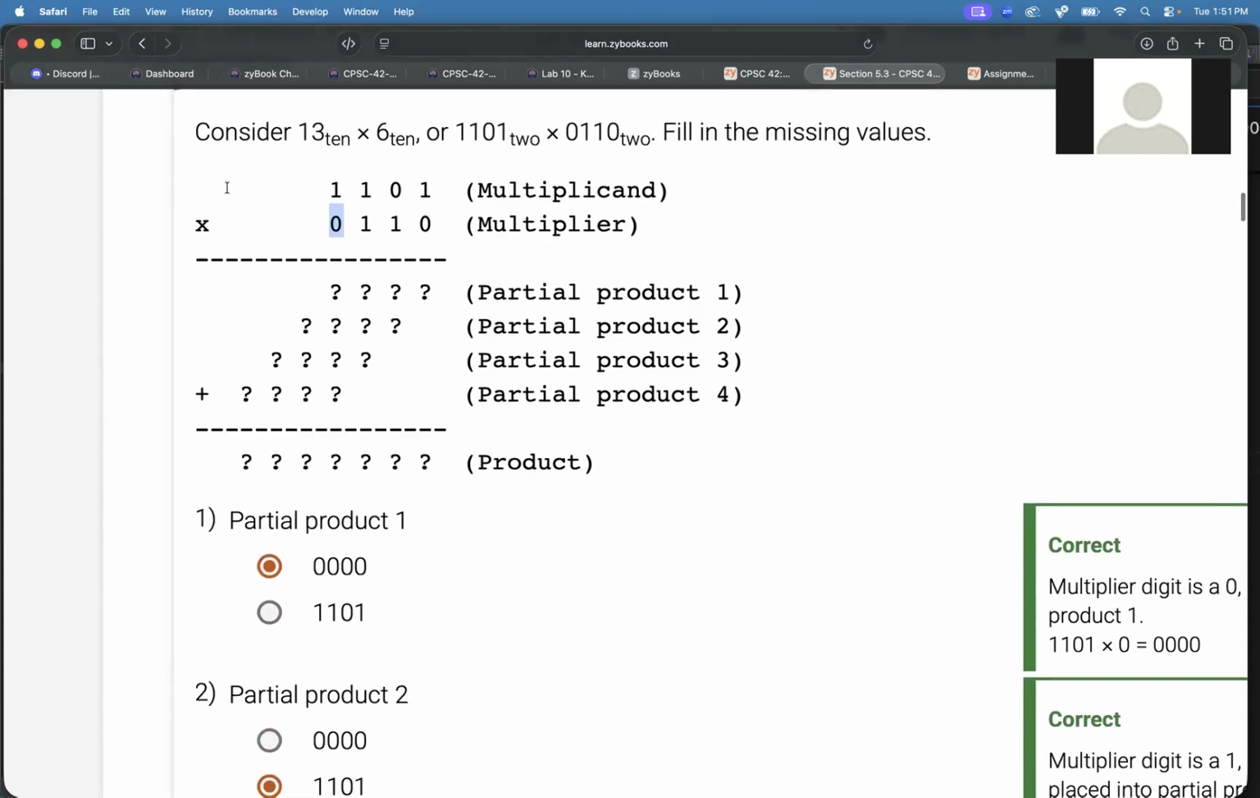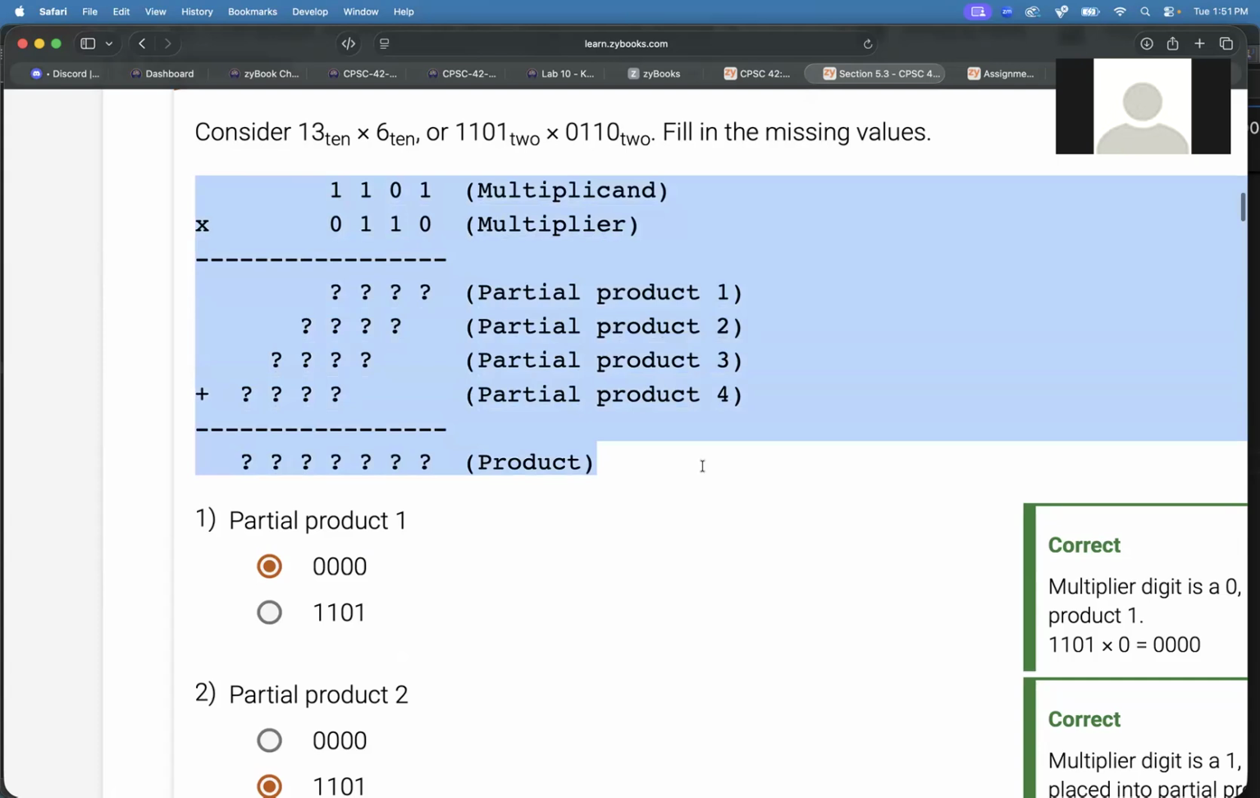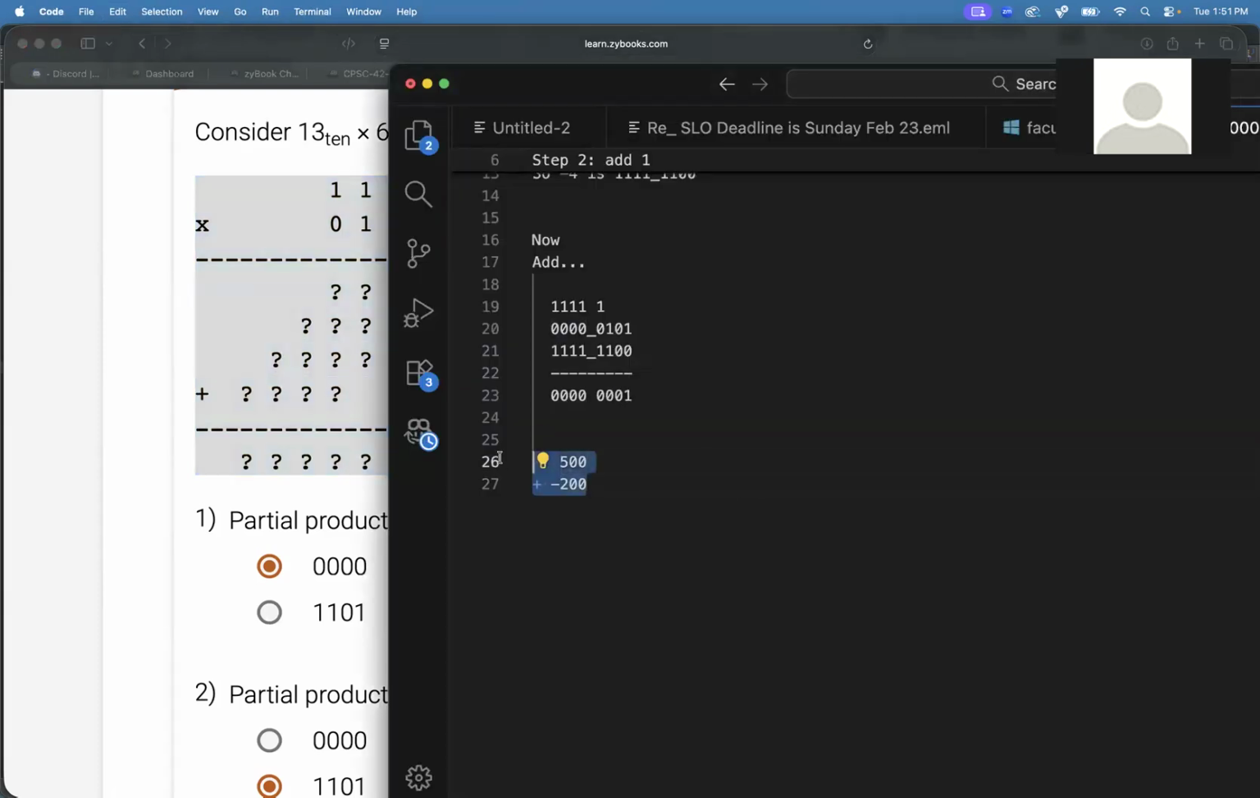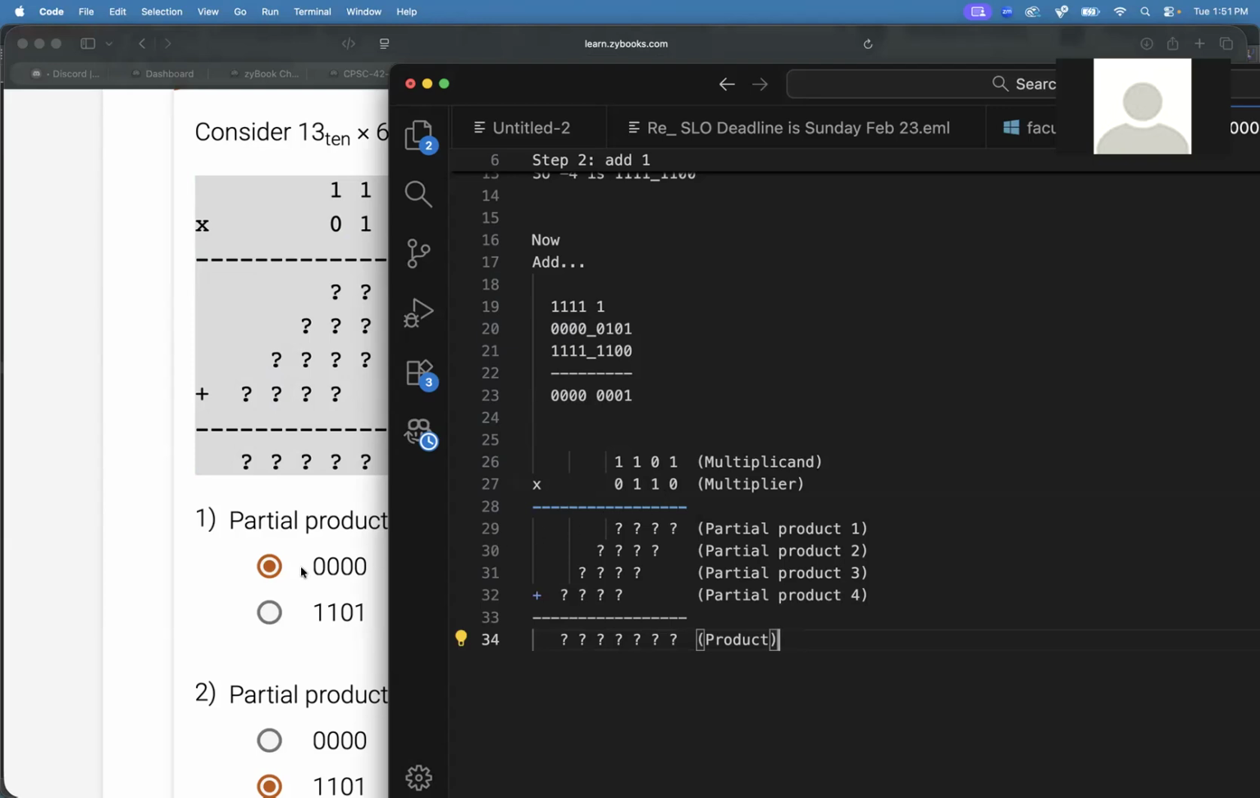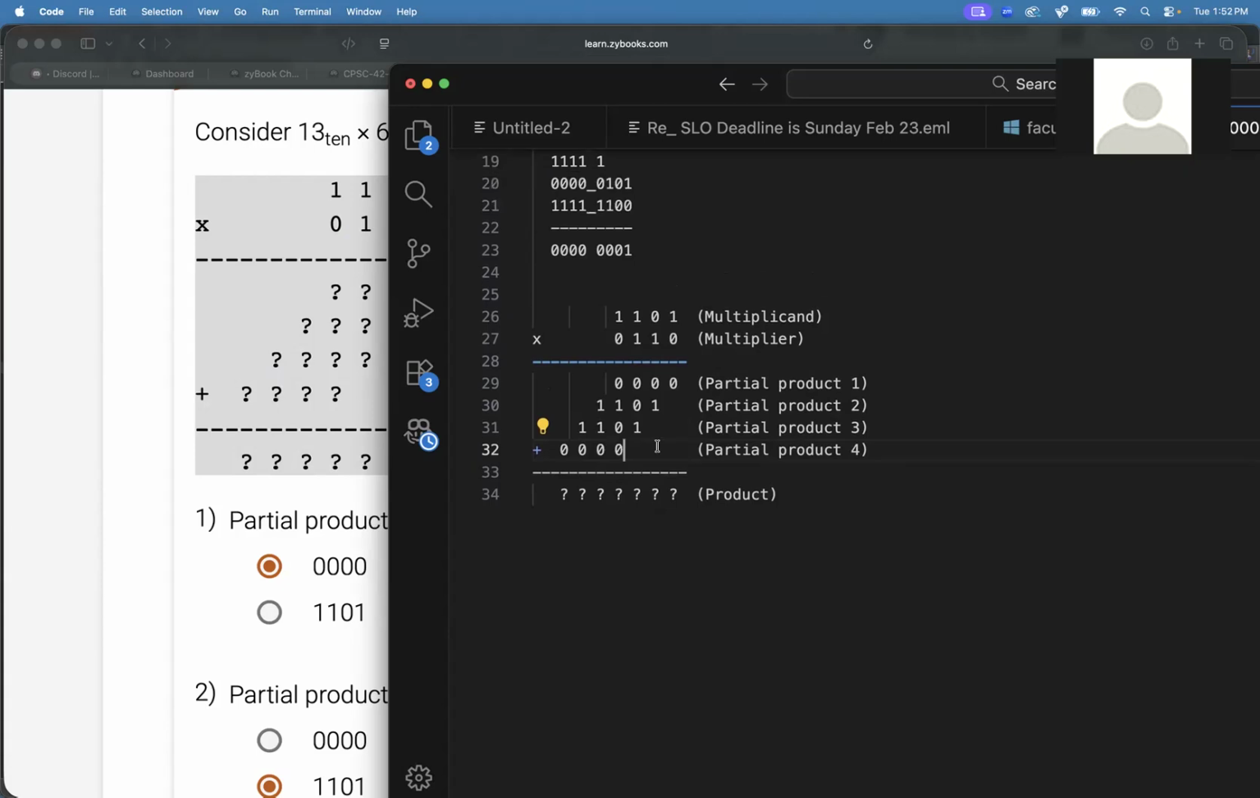That's kind of awkward. If we were going to do this, I'll copy this. And what were they? So the first one was 0, 0, 0, 0. And then the next one is going to be 1, 1, 0, 1. And 1, 1, 0, 1. And then the last one was 0, 0, 0, 0. And then we have to add those numbers up using normal addition rules.